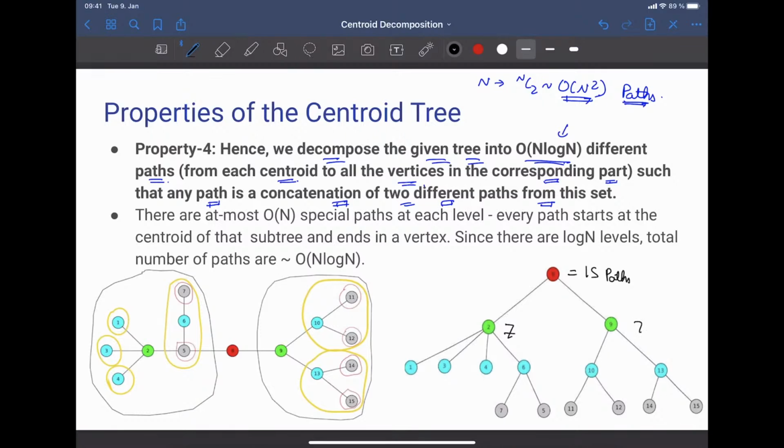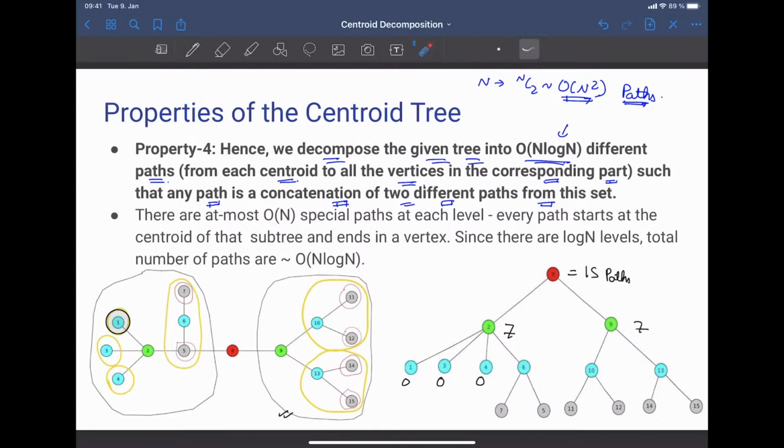Similarly, for node 9, we process 7 paths because this component has 7 nodes. So any path starting at node 9 and ending anywhere else, we process 7 paths. For node 1, node 1 became a centroid of this small subtree, which has only a single node. So we process 0 paths. Or maybe, if you include the path which starts at a node and ends at the same node, the 0 length path, then one path, otherwise 0 paths. It doesn't matter. Node 3, same thing, 0. Node 4, 0.